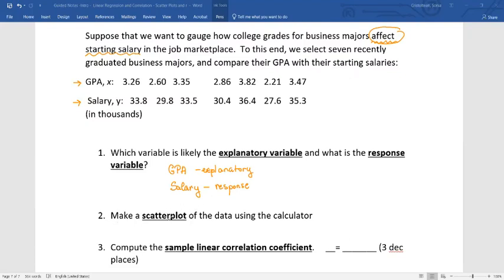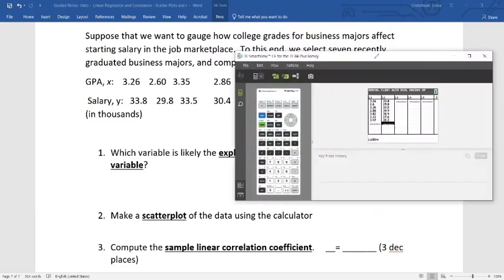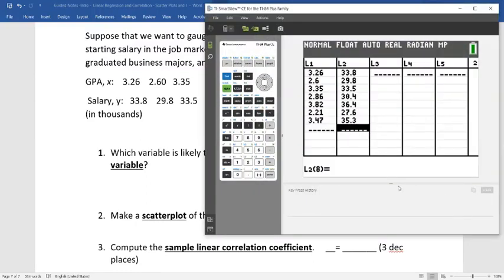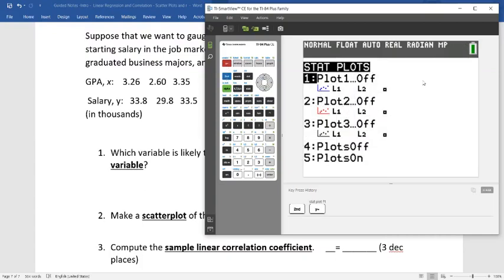Now it says make a scatter plot of the data using the calculator. Let's grab the calculator. And the first thing we need to do, we need to put X in list 1 and Y in list 2. I have already done that. You can stop the video until you enter this in L1 and L2. And what I need to do next to make a scatter plot, I'll go to second Y. So second Y. And this is the screen that I was talking about before when I gave instructions on how to use the calculator to create a scatter plot.